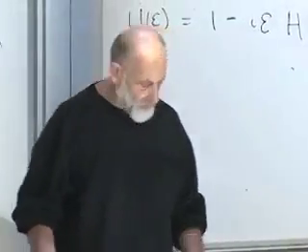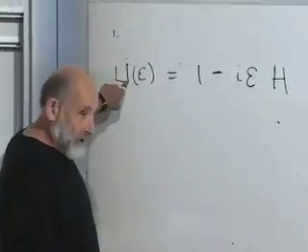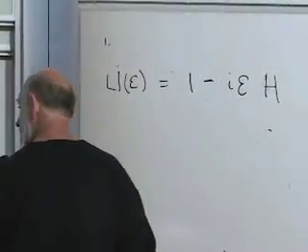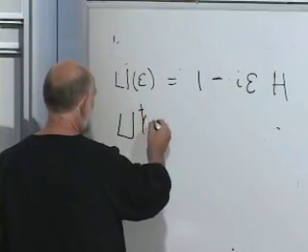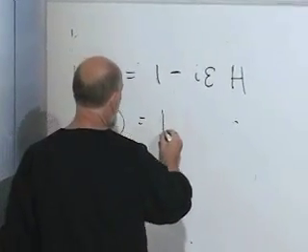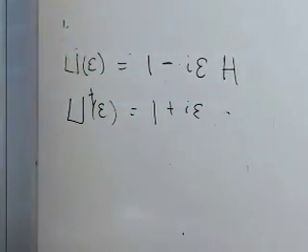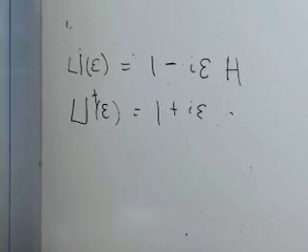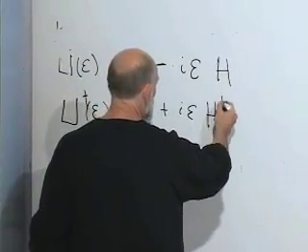So let's see what the condition on h is for U to be unitary. Let's write it down. U dagger U. What is U dagger? U dagger of epsilon is equal to 1 plus i epsilon. Remember, we have to complex conjugate everything when we take the Hermitian conjugate. And then we have to write the Hermitian conjugate of h.